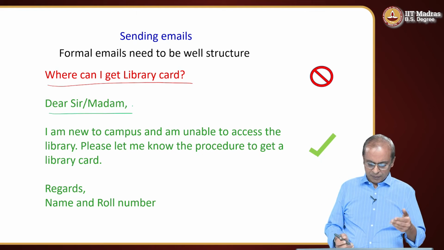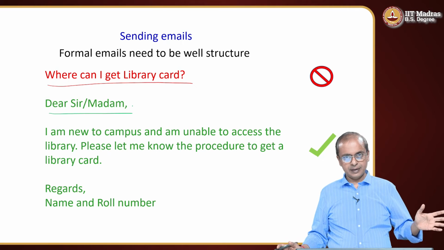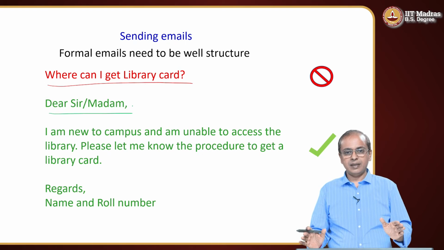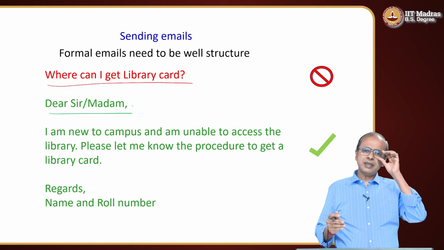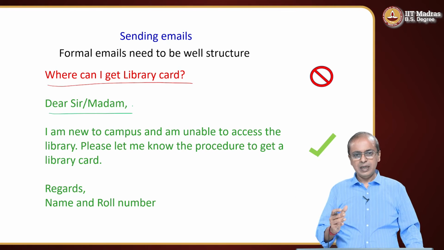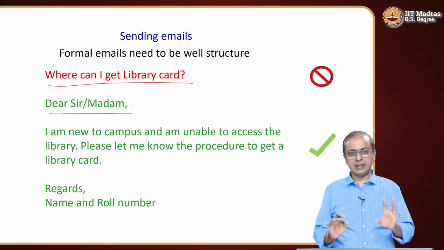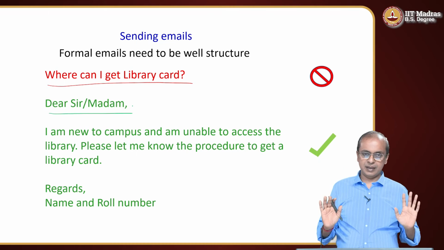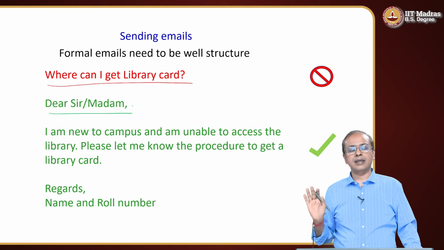You explain a little bit. One sentence you add: "I am new to the campus and I am unable to access the library." That's a complete sentence. It conveys your situation. Why are you raising this issue? Because that person will think, why can't this person figure it out? What is the big deal? Go figure it out. So you are conveying, look, I am new to this place, therefore I don't know the processes. That's the first thing you convey. And what is the issue I am facing? I am unable to access the library. So please let me know the procedure to get a library card.